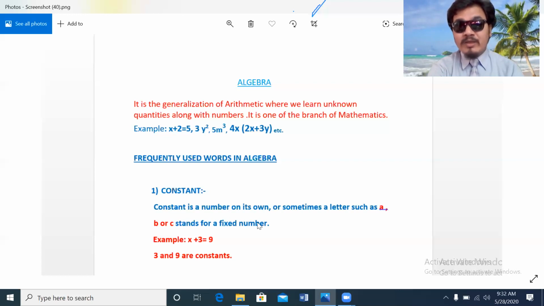Generally a constant is expressed in the form of a number. An example is given here: x plus 3 equals 9. Here 3 and 9 are constants, because 3 and 9 have a fixed value. That's why 3 and 9 are constants. Now let's move to another point.